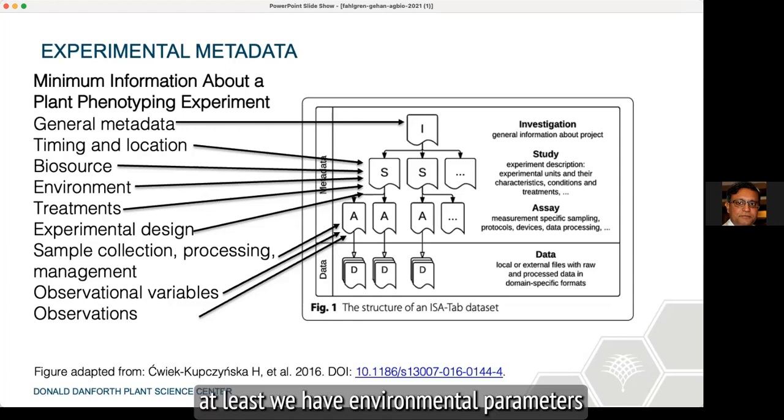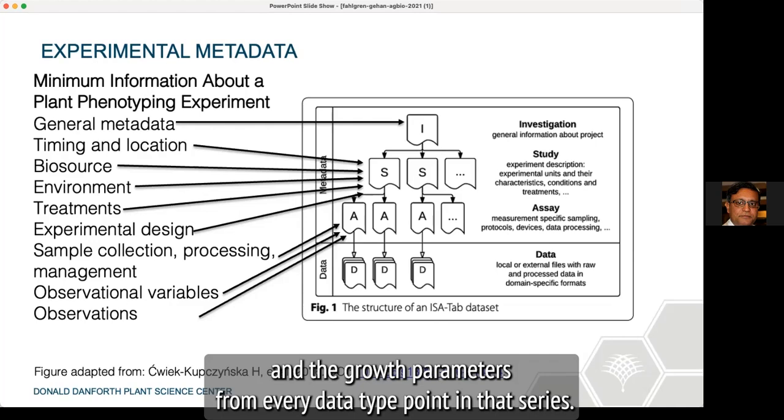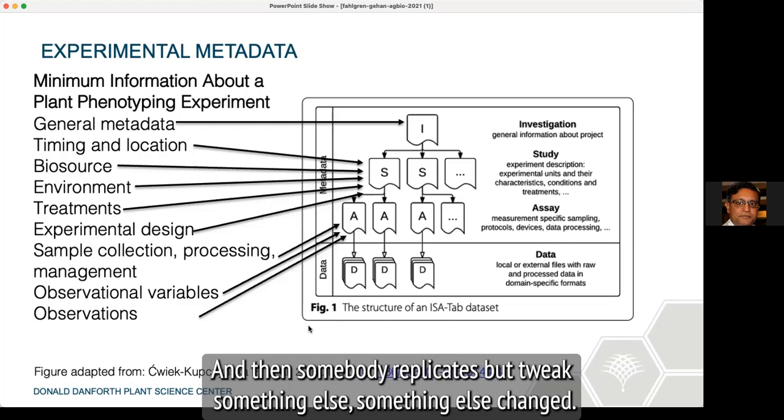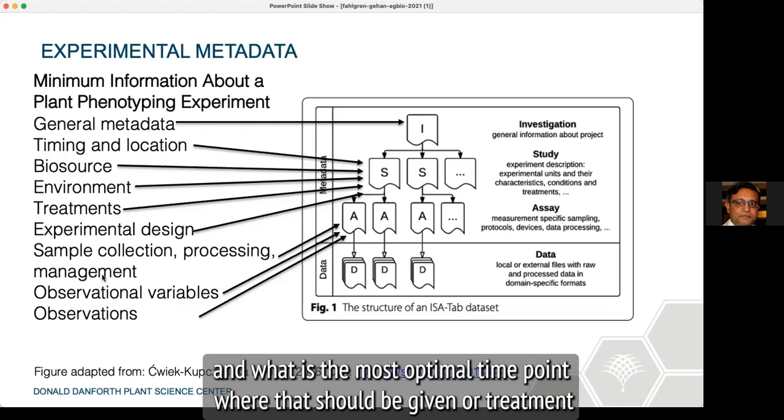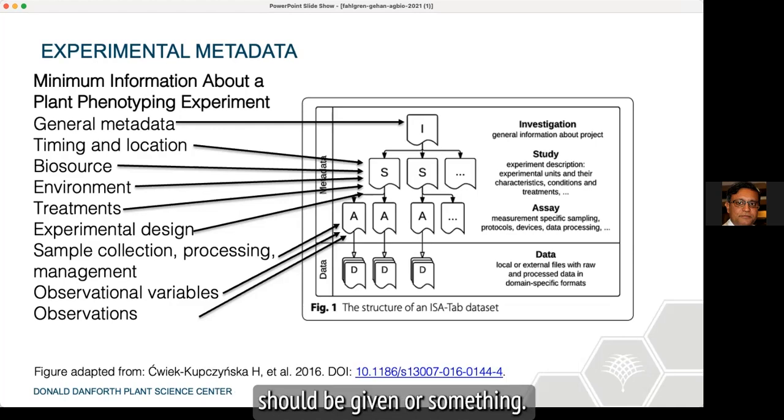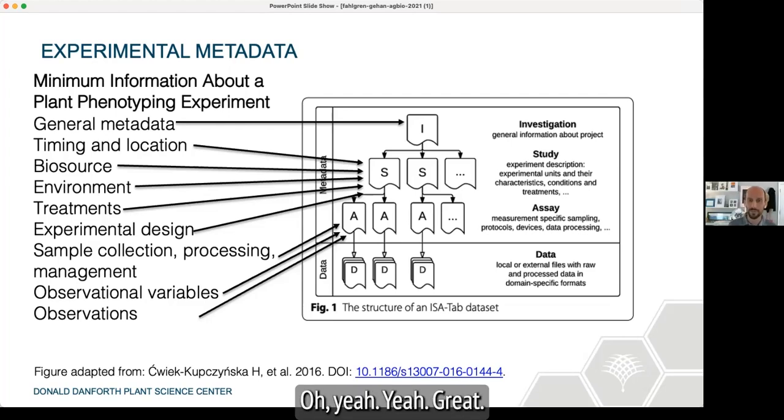At least we have environmental parameters and the growth parameters from every time point in that series, and then somebody replicates but tweaks something else. So I think that would be critical to see what the results are, and what is the most optimal time point where a treatment should be given or something like that. Oh yeah, definitely. Great.